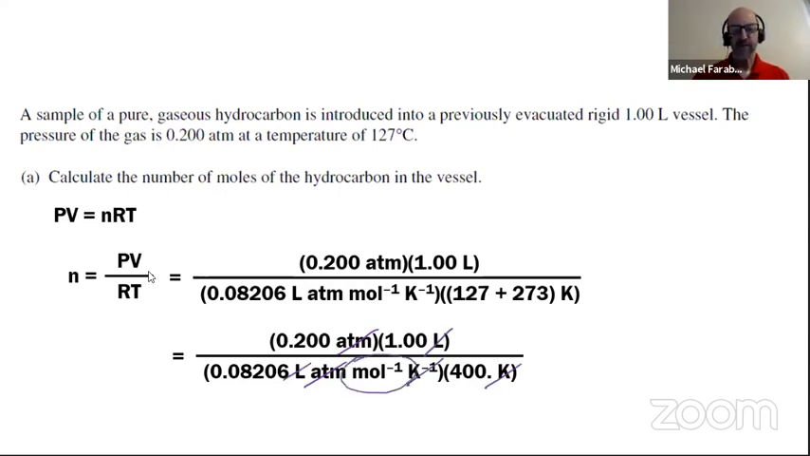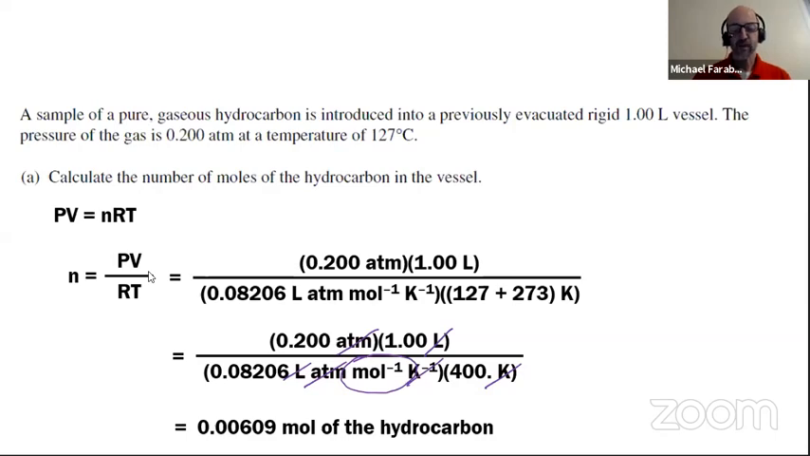So if you do this math, 0.2 times 1 divided by 0.08206 divided by 400, this is the correct answer to part A. I'm going to go ahead and round this off to 3 significant figures based on the measurements that I see in this problem that also have 3 significant figures. So I write my answer as 0.0609 moles, or you could say 6.09 times 10 to the negative 3 moles.